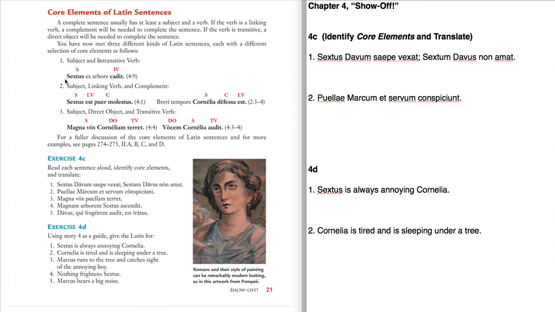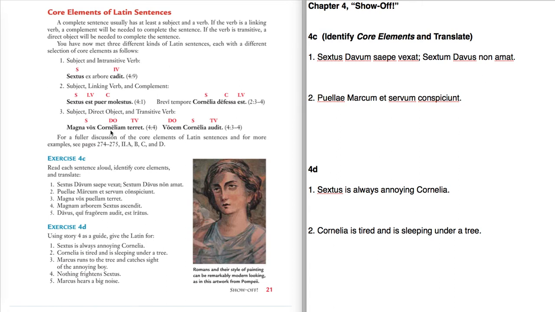Like Sextus is the subject of this verb here. Sextus falls. He's the one doing it, so he is the subject of the sentence. But a noun can also be what is called a complement here. Sextus is an annoying boy. Boy here is a noun as well, but it's functioning as a complement in this sentence, and I can get to what a complement is in a minute. And also, Cornelia here is a noun as well, but she's functioning as what is called a direct object.